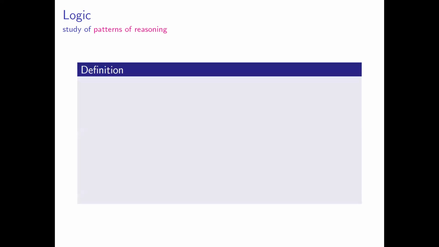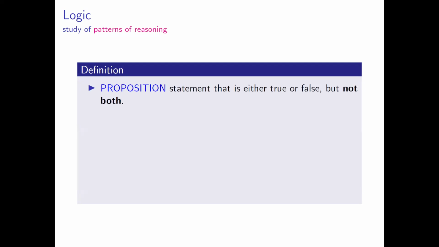Part 1 of Math 108 is devoted to the study of logic. Logic is the branch of mathematics which deals with patterns of abstract reasoning. In the study of logic, we shall be interested in three types of statements, which are as follows. First are propositions. A proposition is a statement that is either true or false, but not both. The state of being true or false of a proposition is called its truth value.